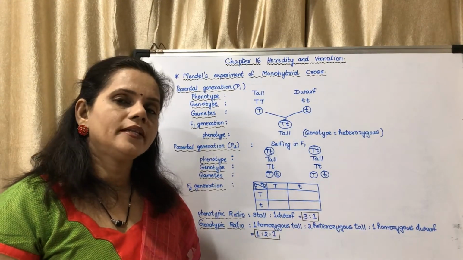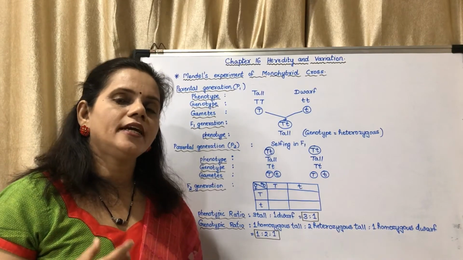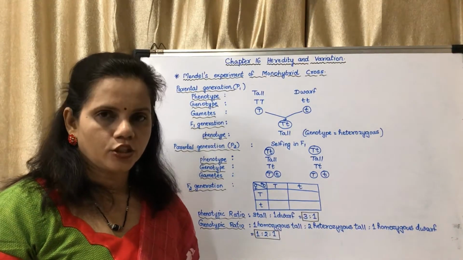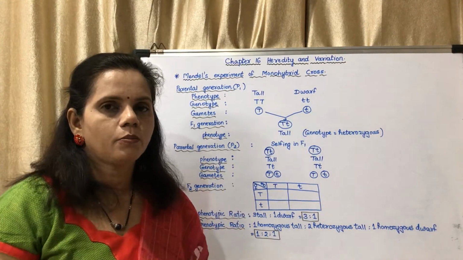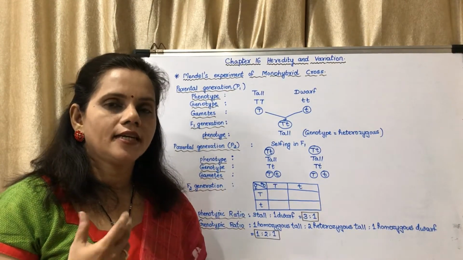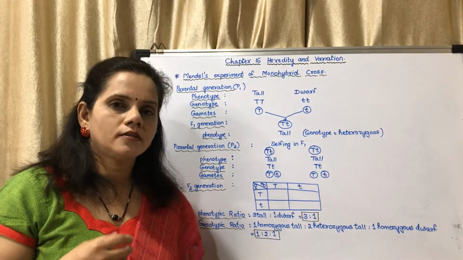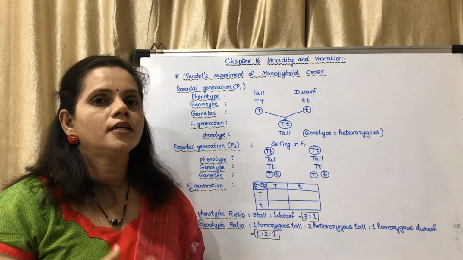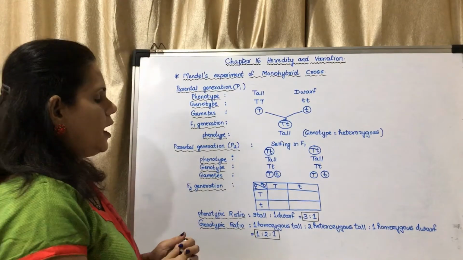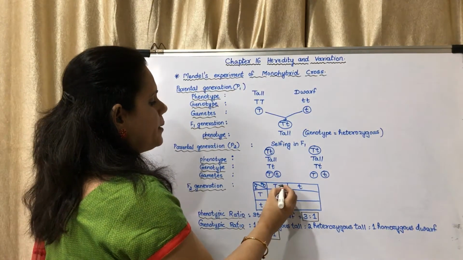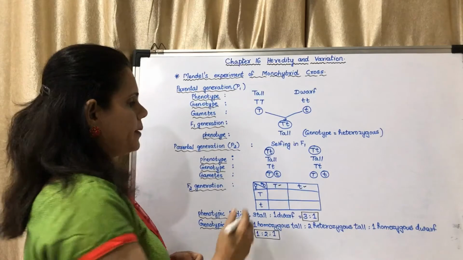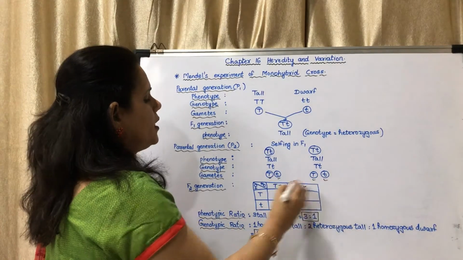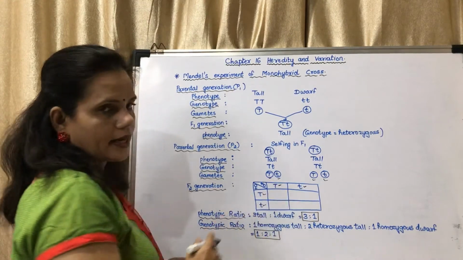Now, what will be the F2 generation? To study the F2 generation, you have to draw a Punnett square, a particular checkerboard which makes it easier to determine the genotype of the next generation. Here, I have drawn the male gametes. These are the male gametes, you may see. Consider this as male and this as female, and these are the female gametes.